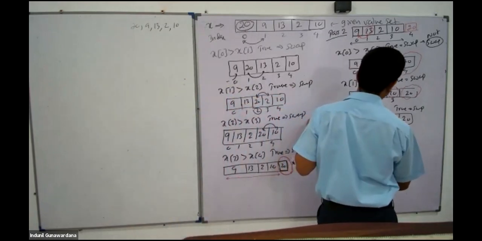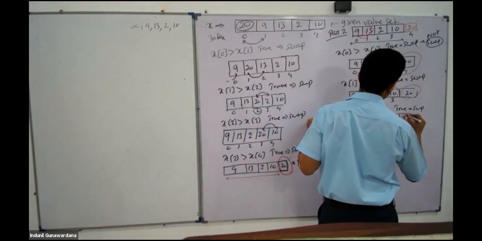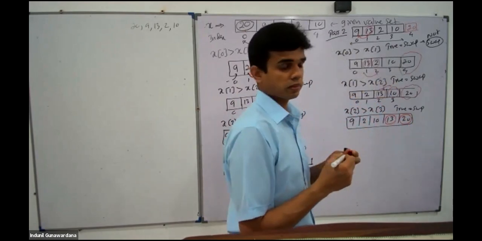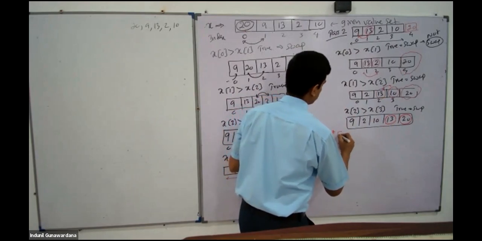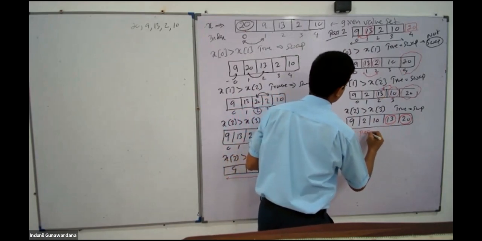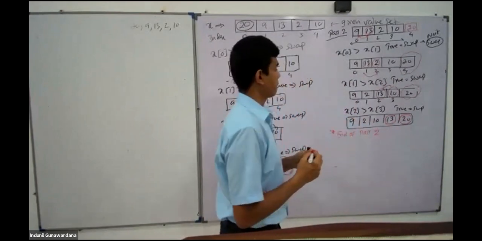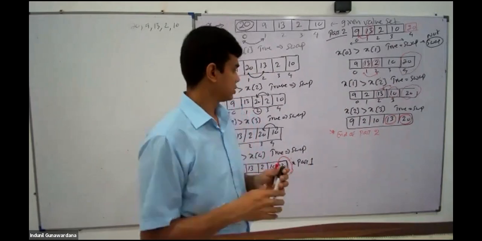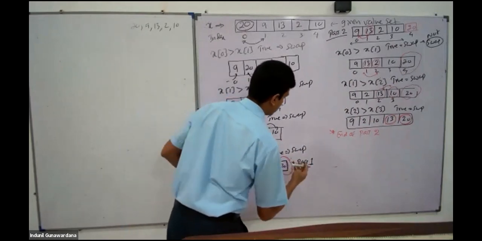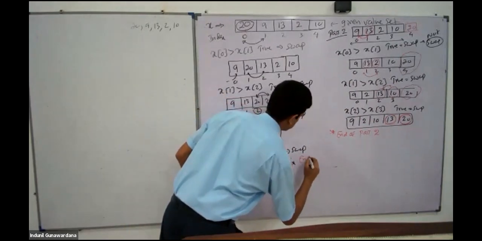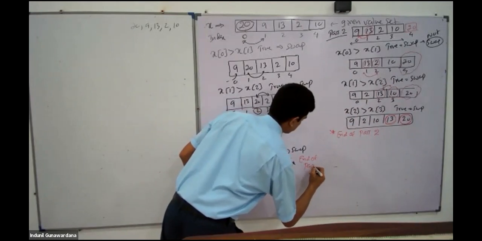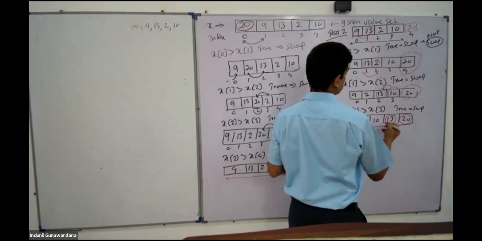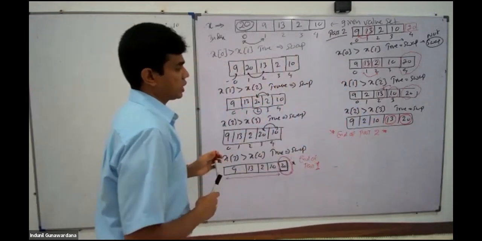Now this large value is already moved into the rightmost position. So then this is the end of pass 2. Okay. Then you have to start pass 3. This is the end of pass 1. This is the end of pass 2. We got it. Now we have to start pass 3.